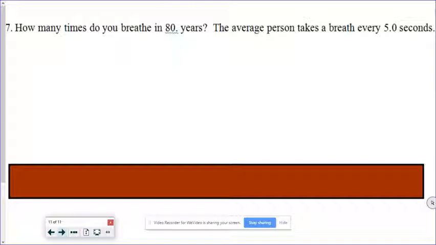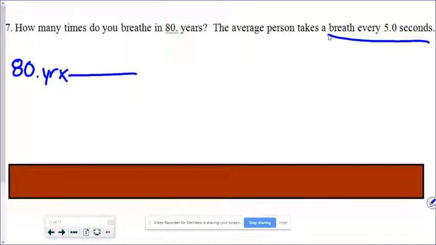Try this next one on your own. Pause the video. So in this one, again, how many times do you breathe in 80 years? So we have 1 breath every 5 seconds. So that's a conversion factor. So we're going to start with the 80 years.